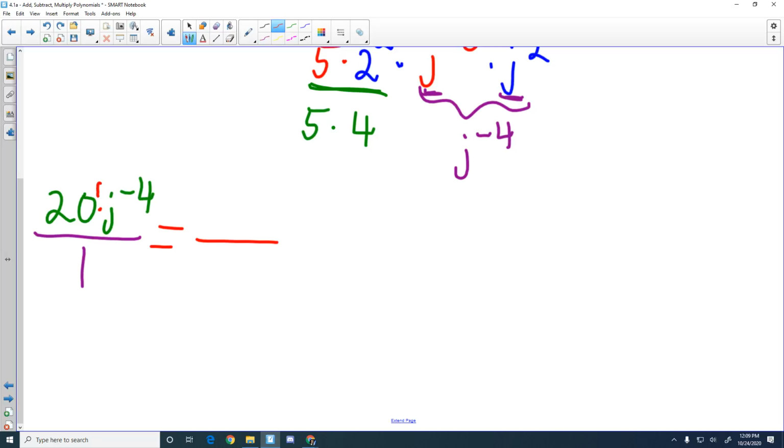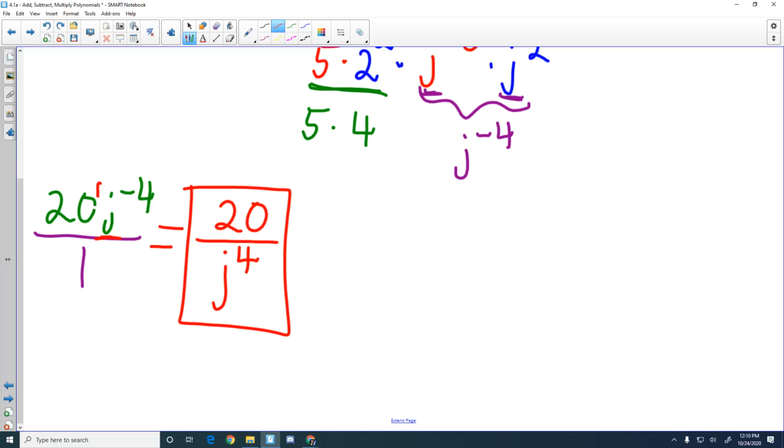And so that 20 doesn't have a negative exponent. It has a positive exponent, right? A positive 1. So the 20 is going to stay put in the numerator. Only the j has a negative exponent. So the j is going to move to the denominator, and it's going to change its negative 4 exponent to a positive 4 exponent. And this is our final answer.